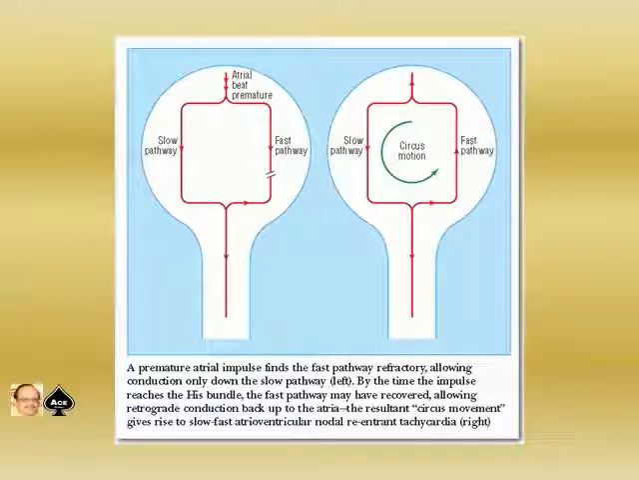So the description is that premature atrial impulse finds the fast path refractory, allowing conduction only down the slow path, that is on the left side. By the time the impulse reaches the His bundle, the fast path recovers, allowing retrograde conduction back up to the atria. The resultant circus movement gives rise to slow fast AV nodal reentrant tachycardia, that is shown on your right side.